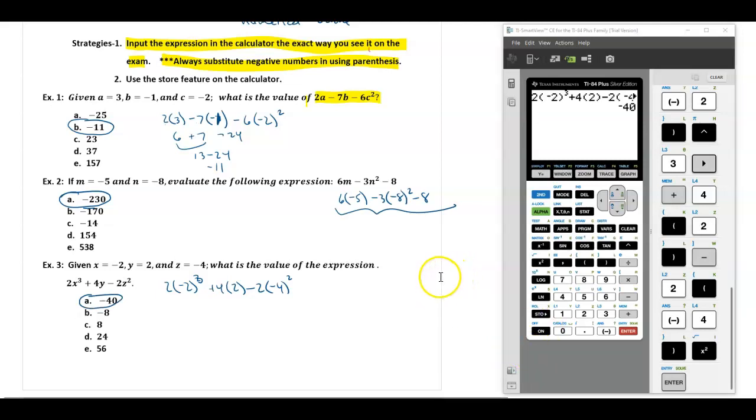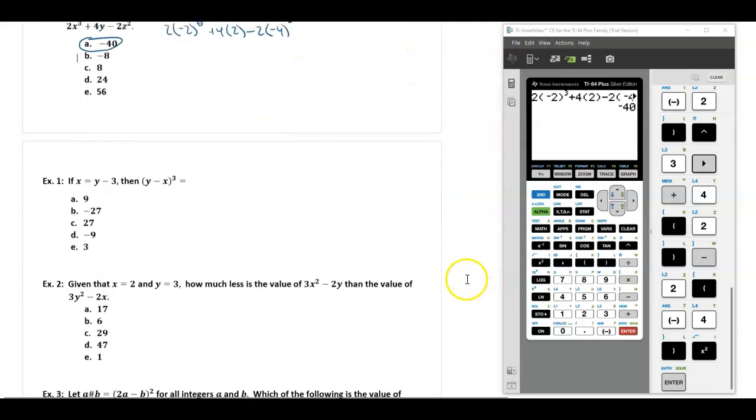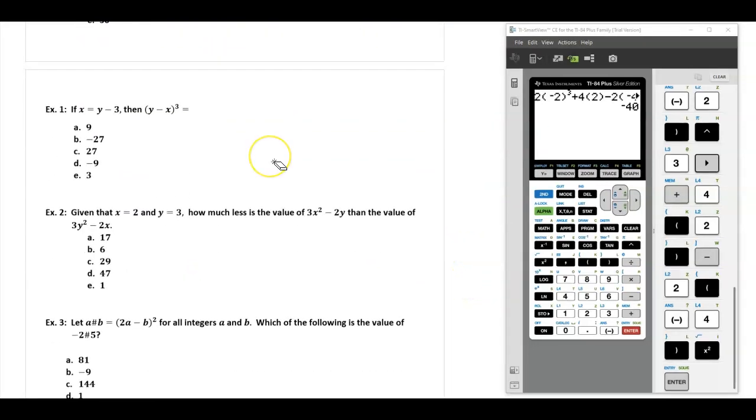Okay, so with these type of problems, you are better off just basically showing your substitution so you don't make mistakes, and then plugging it in exactly the way you see it. So we're going to step up the examples a little bit in terms of rigor. And when you look at the first example on the next page, this is what I would consider a tier 2 problem. It's a problem we should get, but it is going to be a little bit more complicated. It says, if x is equal to y minus 3, then y minus x all to the third is equal to what? Well, here's the thing. I don't know the value of x and I don't know the value of y, so I really can't jump in there and simplify.